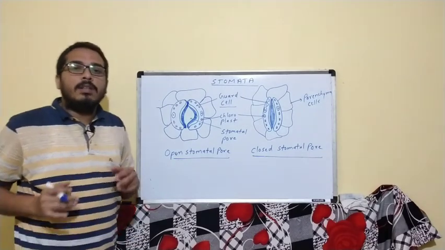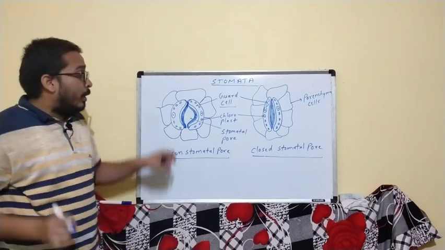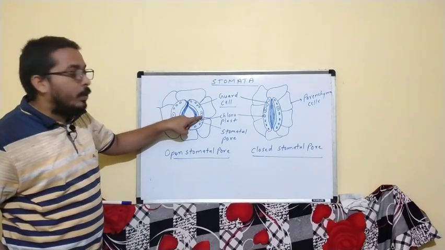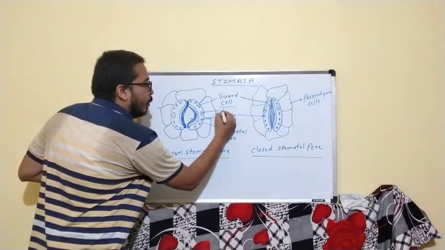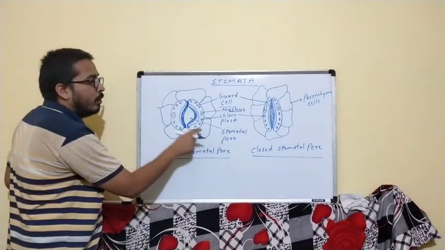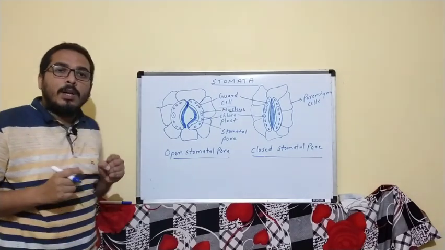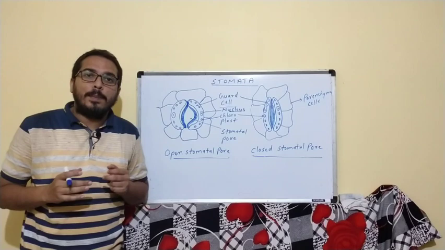Okay, and in this guard cell, we know that in each cell all the cell organelles are present, but here we mainly focus on chloroplast, and this is the nucleus of the cell. Okay, this is called what? Nucleus of the cell. So in this cell also chloroplast is present. We know the function of chloroplast. Chloroplast helps in the photosynthesis process by which food is prepared.